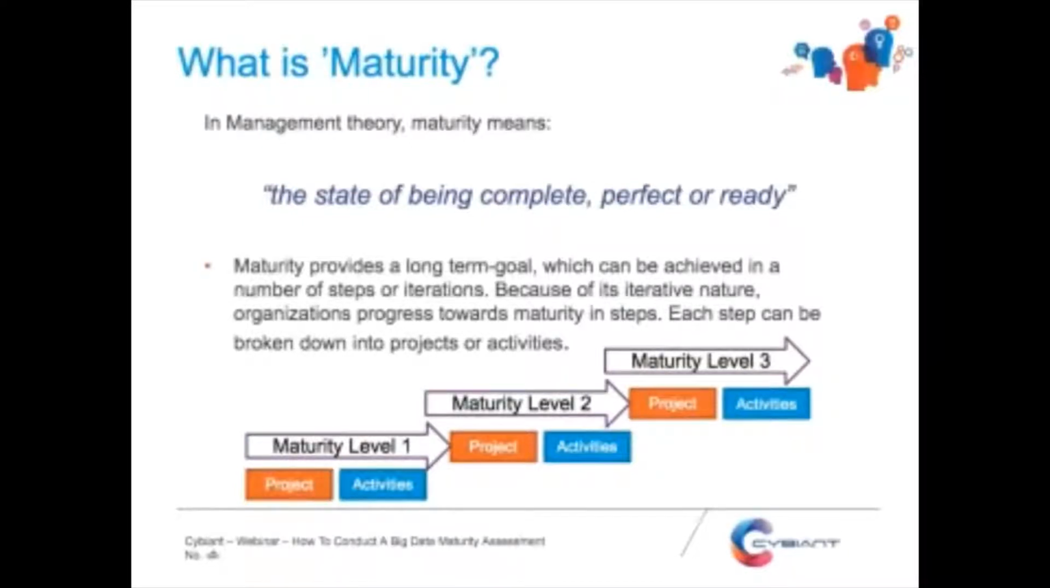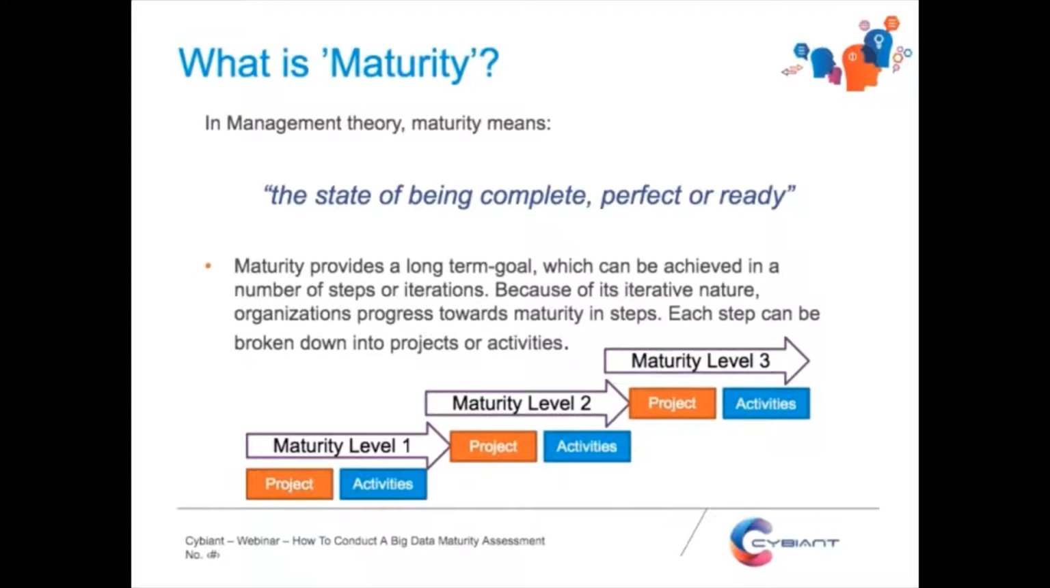And let's first start with defining the term maturity. What does maturity mean? Well, if you look at management theory and management literature especially, maturity in that context means a state of being complete, perfect, or ready. And although that sounds a little bit vague, because what is a perfect or a ready organization, it means in the context of big data that you have this long-term plan, this long-term goal in which you can arrive at the optimal situation in a number of steps. And that's, I think, why maturity is a really good word to use in the context of big data.